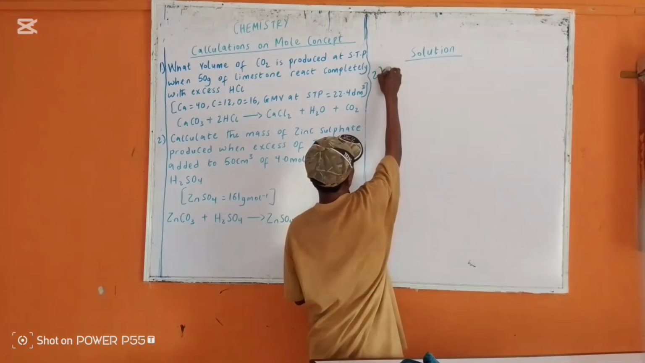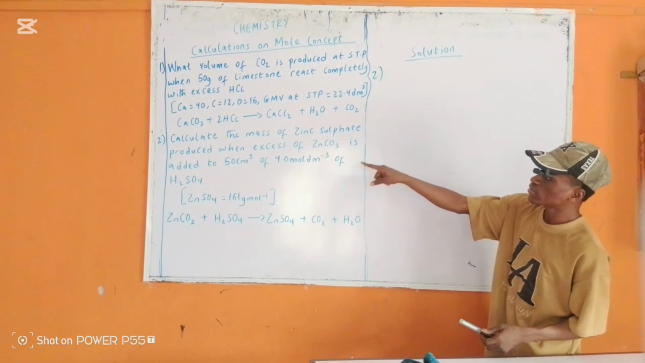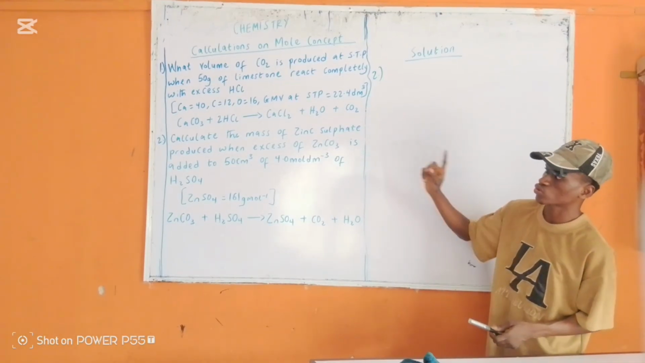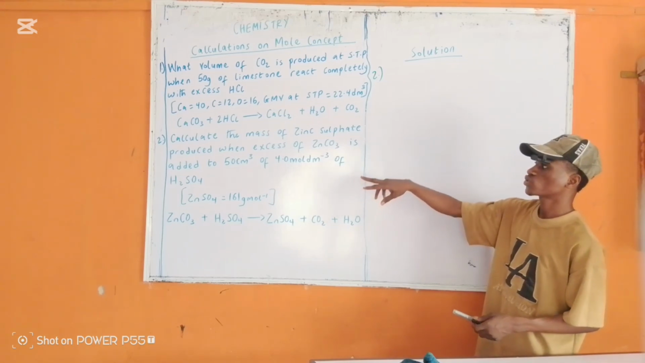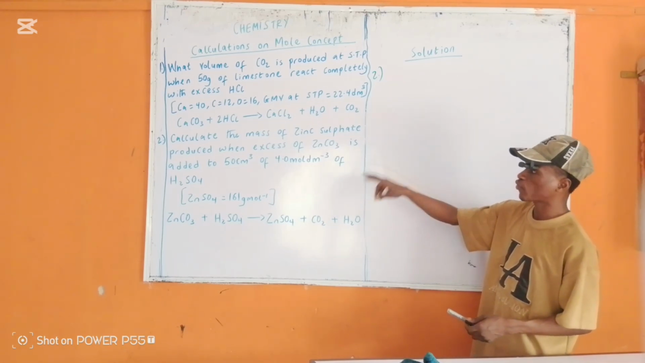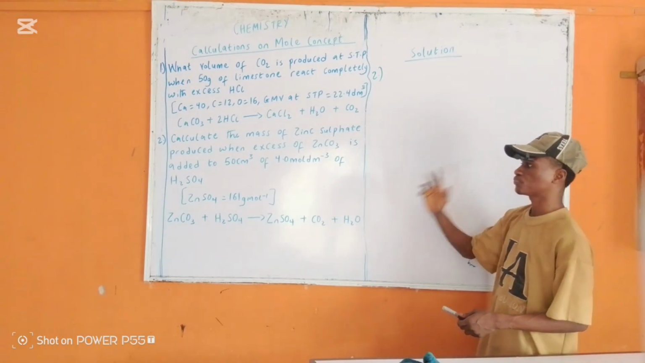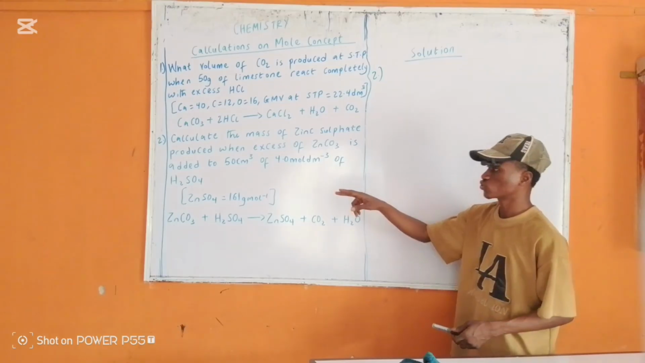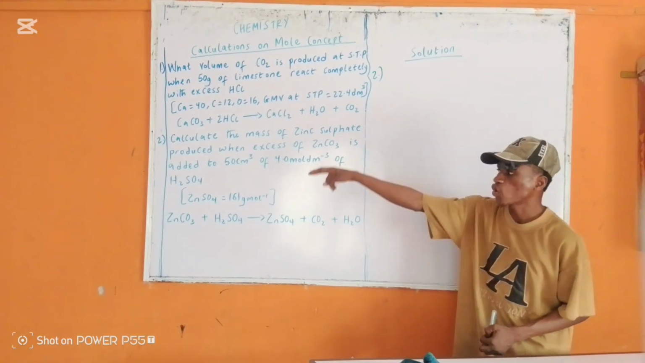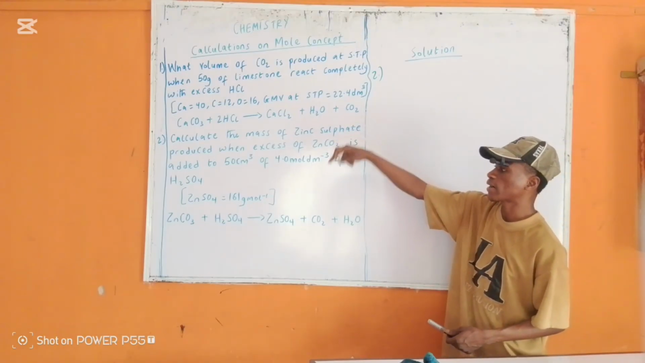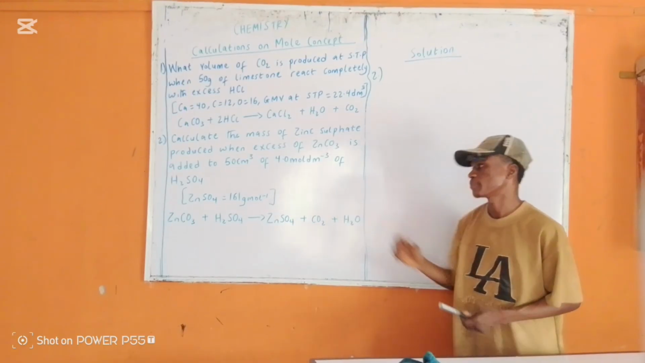Number 2 now. Question 2 says calculate the mass of zinc sulfate produced when excess of zinc carbonate is added to 50 cm cube of 4.0 mole per dm cube of H2SO4. We are given the molar mass of zinc sulfate to be 161 gram per mole, and we are given the equation here.